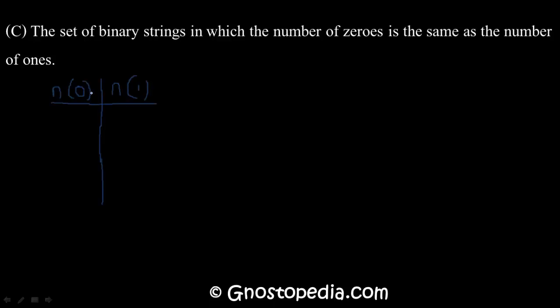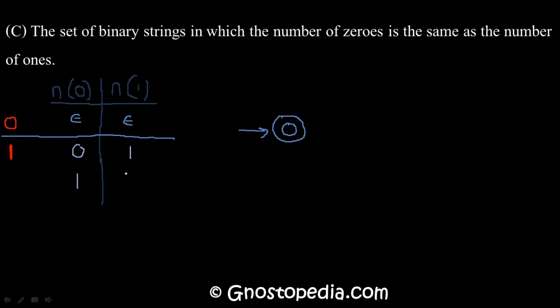So first I draw a column where n of 0 and n of 1 tell me the number of zeros and number of ones respectively. Let's take the first case where the number of ones and number of zeros are equal and they are 0. In this case, the string is accepted as long as there is no input. That means zeros and ones are equal, which is empty. Now let's assume the case where the number of zeros is equal to the number of ones, but exactly 1. In this case, we can have two possibilities, that is 01 and 10.